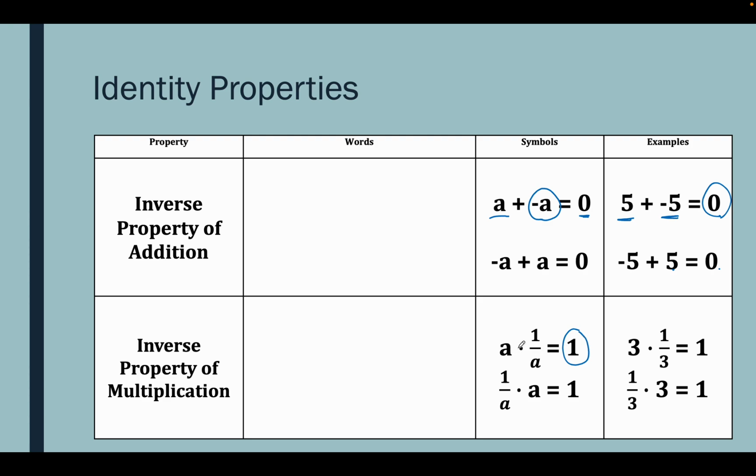So this would be a times 1 over a, or for an actual example with numbers, 3 times 1 over 3. We know that when we multiply fractions, we put a 1 underneath, and you can see you would end up with 3 over 3, which is 1.